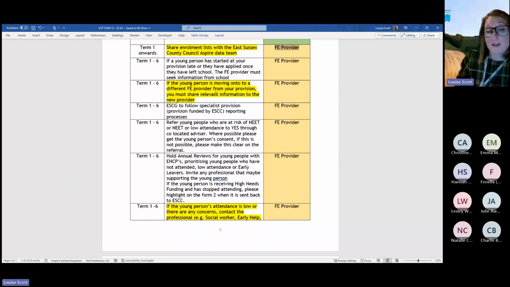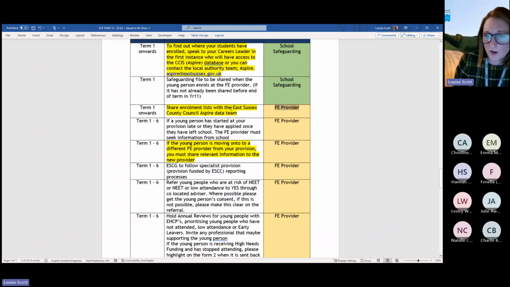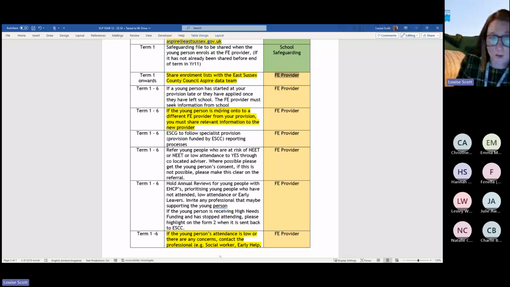If a young person that started with you is moving on, so that could be a year 13 as well. So I know this says year 12, but maybe thinking about some of those year 13s, year 12 or year 13 of young people moving on.